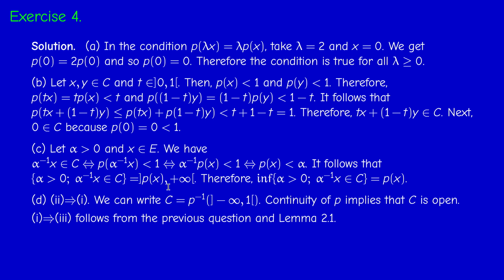1 implies 3. So if C is open, we can use lemma 2.1, which we proved in the course, that P of X is less or equal than M times the norm of X. 3 implies 2.